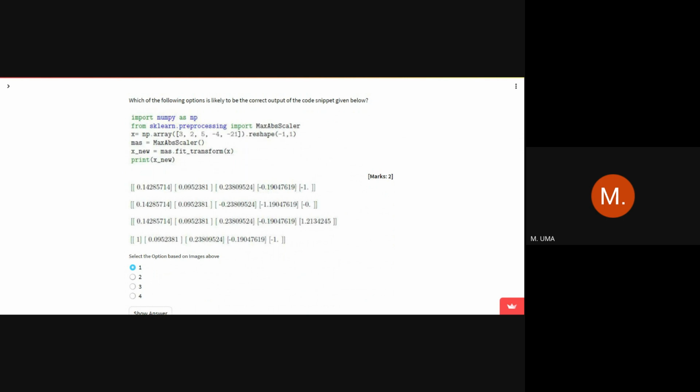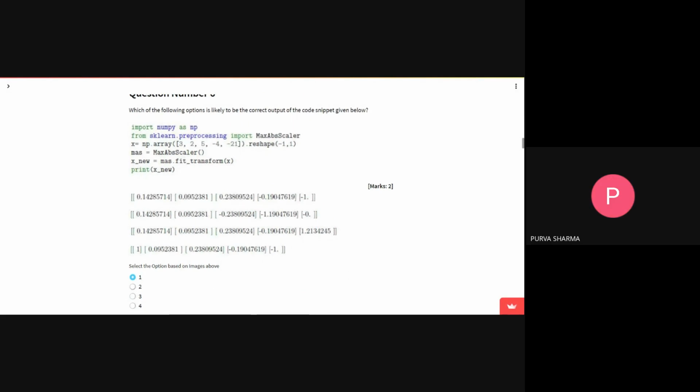What does this reshape do? This reshape will convert this array into something that will just have one feature, one column. And how many rows you can calculate, which is 5. So it's basically saying reshape it to 5 comma 1. It is the first option. Okay, let others also answer. What do others say?